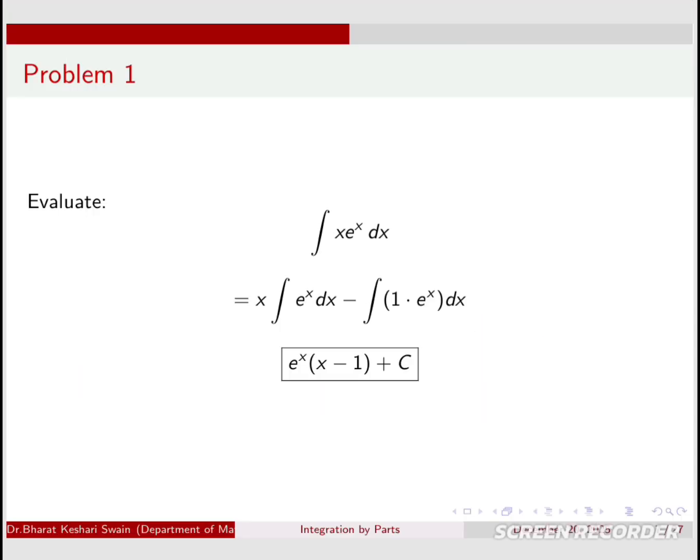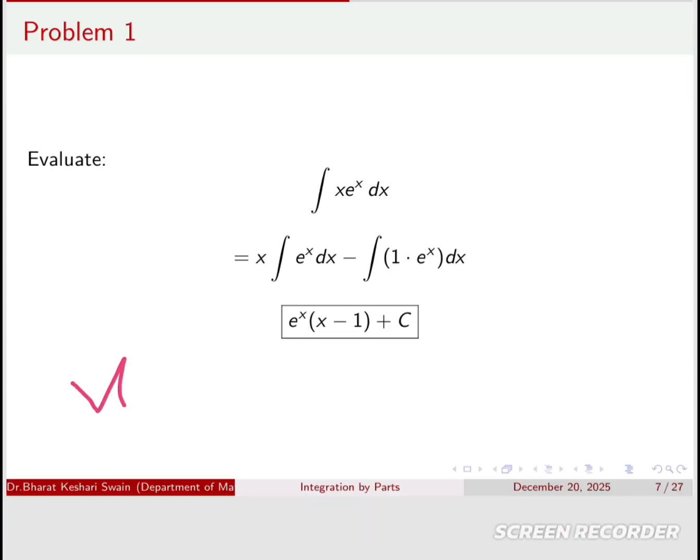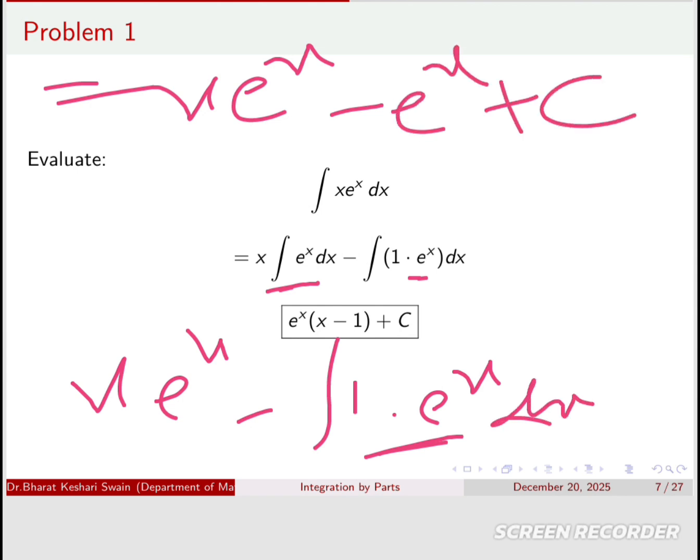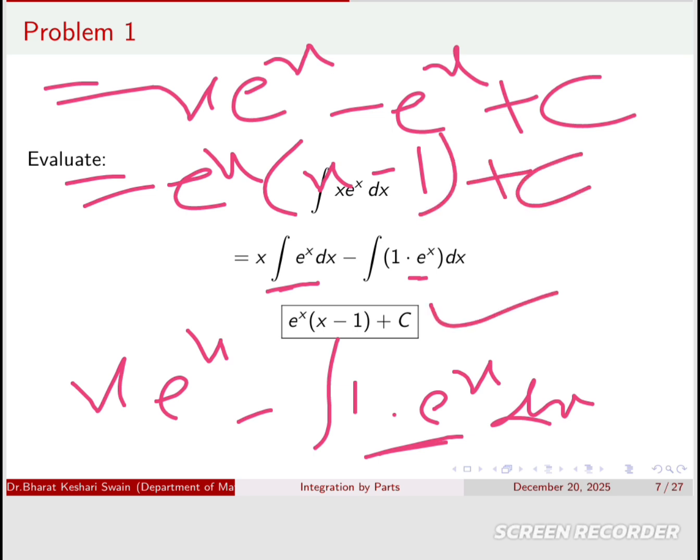So this is your x, then integration of e to the power x means only e to the power x, minus derivative of x means 1, then integration of again e to the power x means only e to the power x, then whole integration. So that is equal to x e to the power x minus again integration of e to the power x dx, that is your e to the power x, plus some integration constant c. So this is the result, and if you take e to the power x common, then it will be e to the power x times x minus 1 plus c. So this is the result.